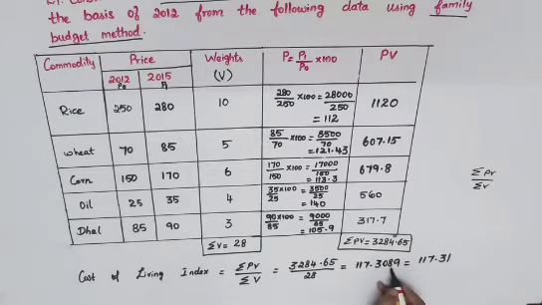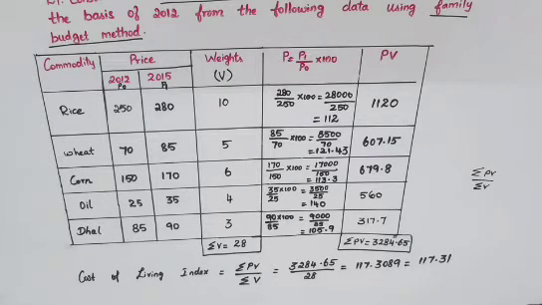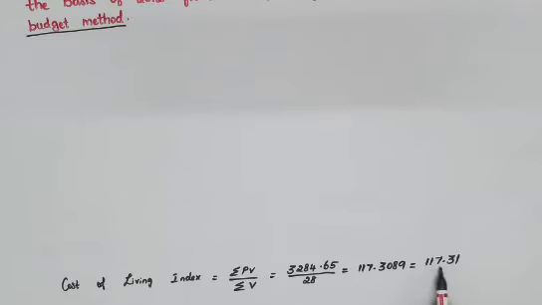117.31. Because this digit is more than 5, you can add one to the previous number and eliminate it. So you will get your answer 117.31. Here the increase in percentage is 17.31 because 117 is there. 100 will be the base percentage, therefore the increase is 17.31 percent.